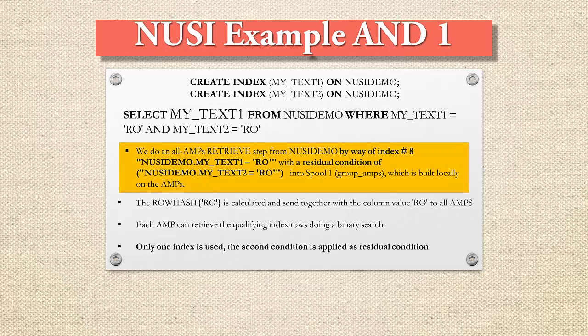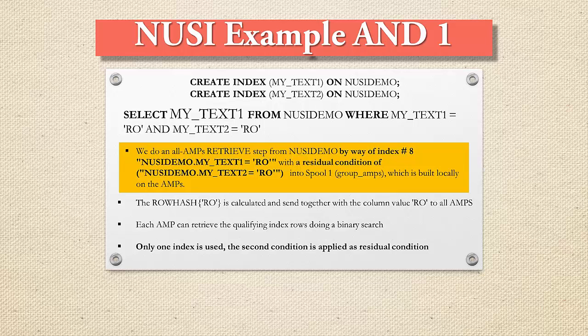Our NUSI demo table has two text fields called myText1 and myText2. We introduce an index, a non-unique secondary index, over both myText1 and myText2 now. The SQL statement imposes the condition that myText1 equal to RO and myText2 be equal to RO as well. We see clearly that we are back to index usage.